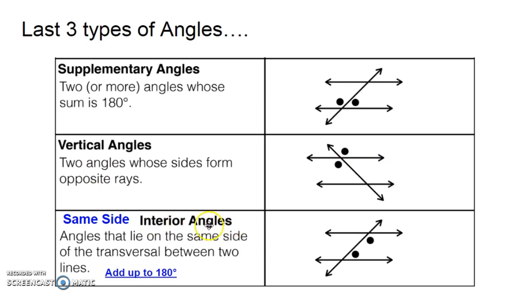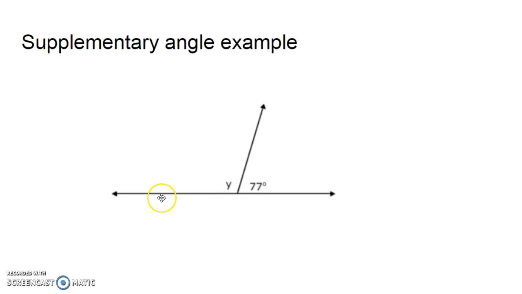Same side interior angles. These are angles that lie on the same side of the transversal between the parallel lines. And they are supplementary. So that means this angle plus this angle add up to 180 degrees. Supplementary angle example. Okay? Y plus 77 equals 180. Figure that on your own. You should have gotten, this one should be 103.